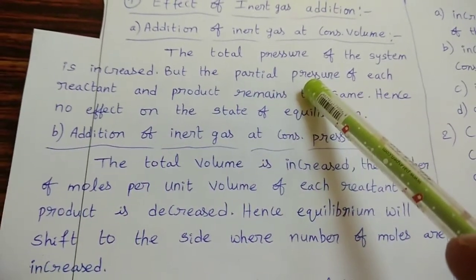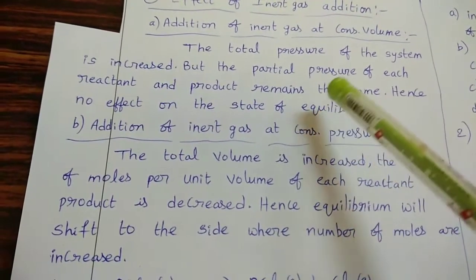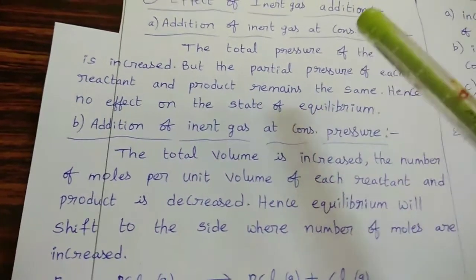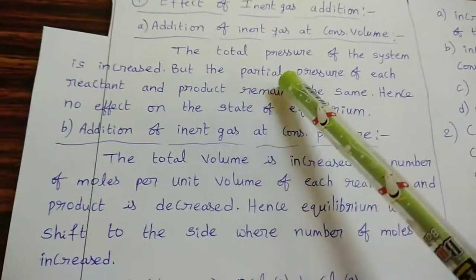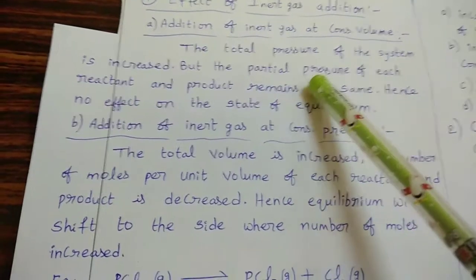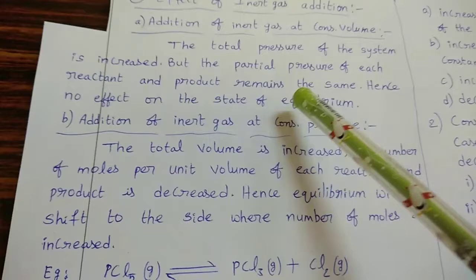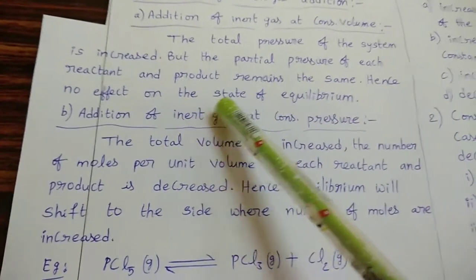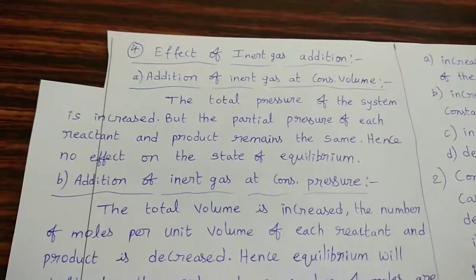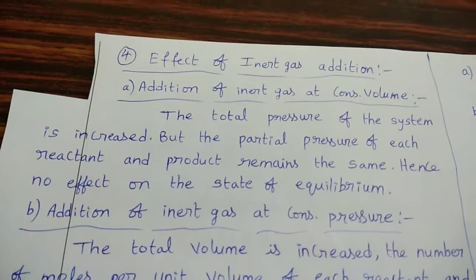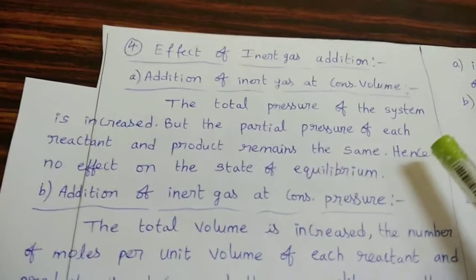What is partial pressure? The individual pressure exerted by the component present in the mixture. In a mixture, different components are there. Each component exerts some pressure, that is called partial pressure. Here also, after introducing inert gas to the equilibrium mixture, the partial pressure of the reactant and product does not undergo any change. Hence, no effect on the state of the equilibrium. So, remember in a simple sentence, addition of inert gas at constant volume, no change in the equilibrium state, but pressure of the system is increased.